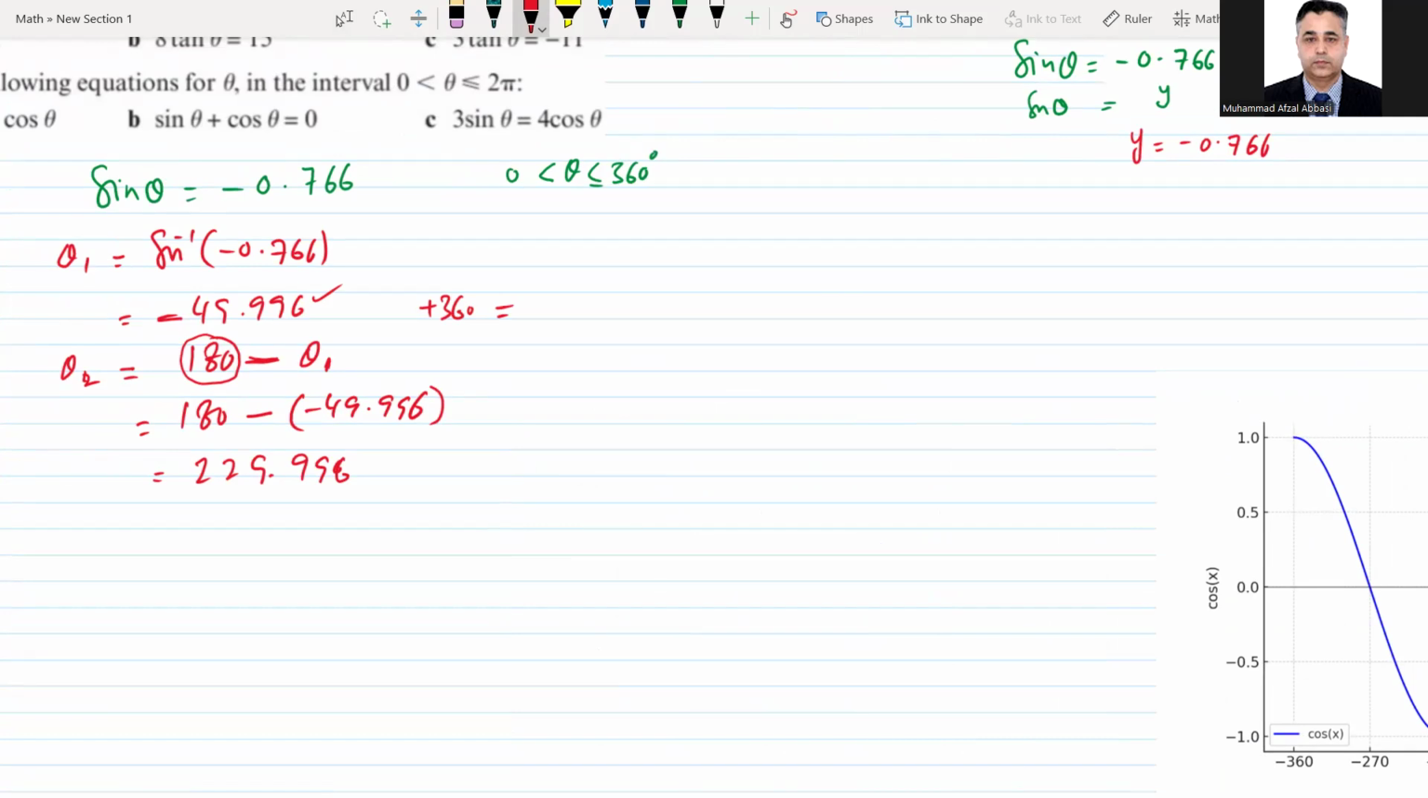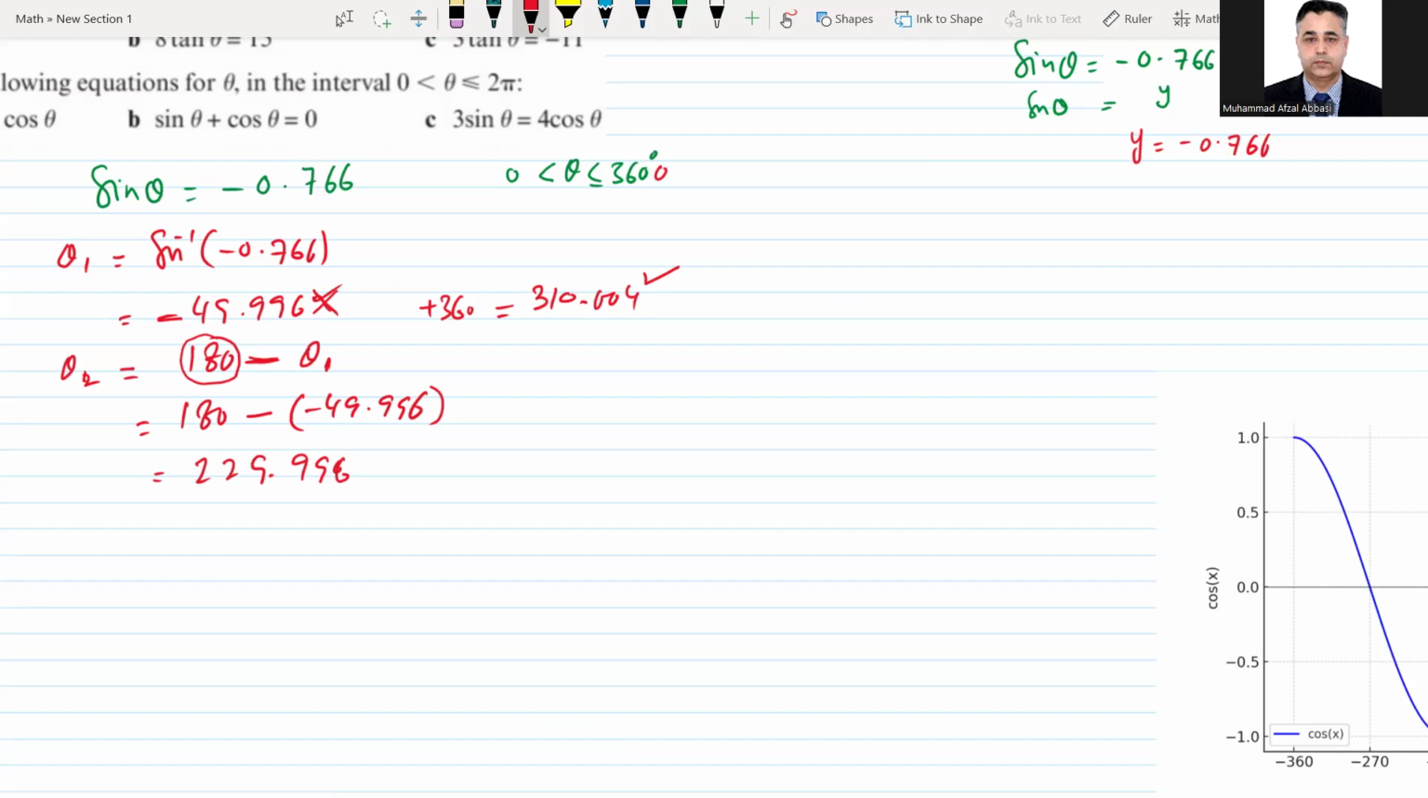So whatever our first answer is, we can always add the period. Period is 360 always. So we add 360. So we get 310.004. So this is not in the range, but from that we get another angle, which is in the range. So if the range was wider, maybe it is 3600, for example, it means there will be a number of solutions, not only two solutions.